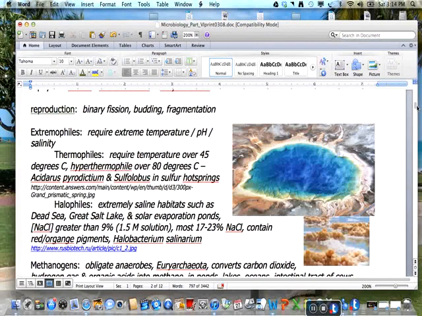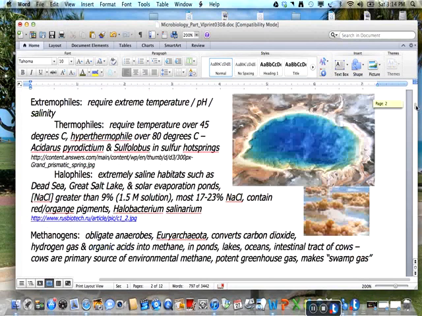The halophiles live in extremely saline habitats such as the Dead Sea, the Great Salt Lake, and solar evaporation ponds. They require a concentration of sodium chloride greater than 9% or a 1.5 molar solution. Most require between 17 to 23% sodium chloride. Some will contain red-orange pigments. One example is Halobacterium salinarum.